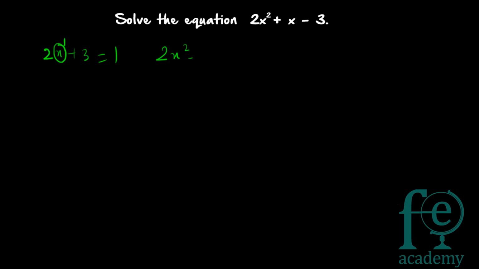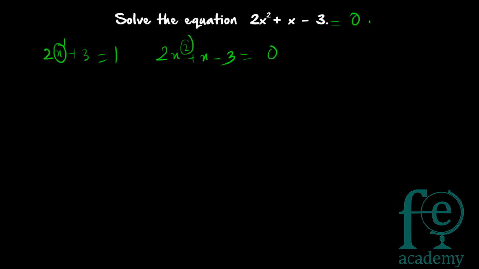So 2x square plus x minus 3 is equal to 0. That means the "is equal to 0" is also there. It is an equation: 2x square plus x minus 3 is equal to 0. Here the highest power of the unknown variable x is 2, so it is a quadratic equation. Quadratic equations are very common in competitive exams. This is just a basic video.